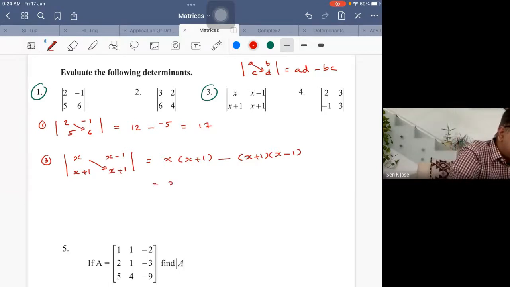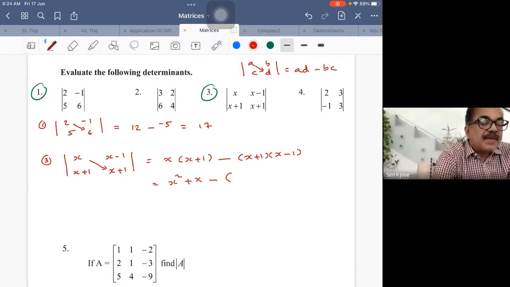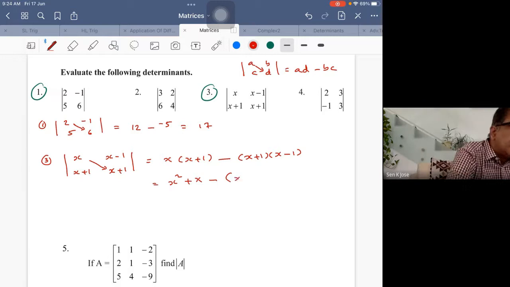When you open the bracket, it is x squared plus x, and minus inside the bracket because of the minus sign. It looks like a plus b into a minus b, x plus 1 into x minus 1, a squared minus b squared, x squared minus 1 squared. That is x squared plus x minus x squared plus 1, which is going to be x plus 1.